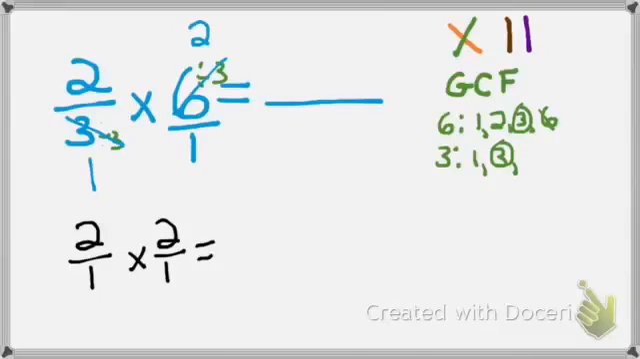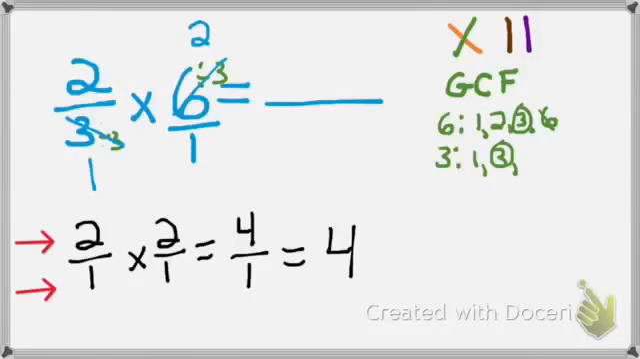So we're going to numerator times numerator, 2 times 2 equals 4. Denominator times denominator, 1 times 1 equals 1. Oh, 4 over 1, anything over 1 equals itself. So 4 over 1 equals 4.